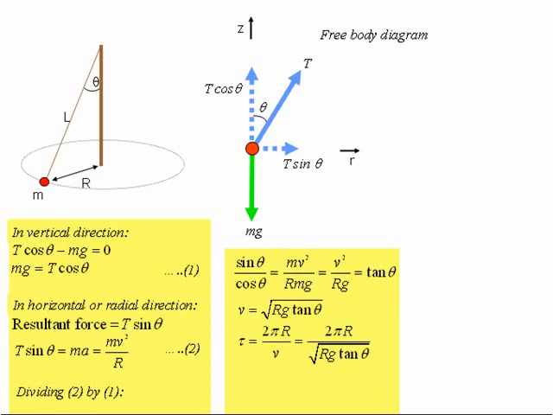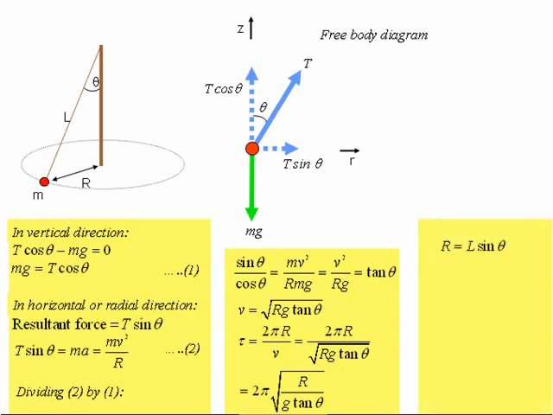The period, which is what we're trying to find, can be obtained by dividing 2 pi r, that's the circumference of the circle, by the velocity. So that gives us 2 pi r over the square root of rg tan theta. Just cancelling top and bottom by the square root of r.